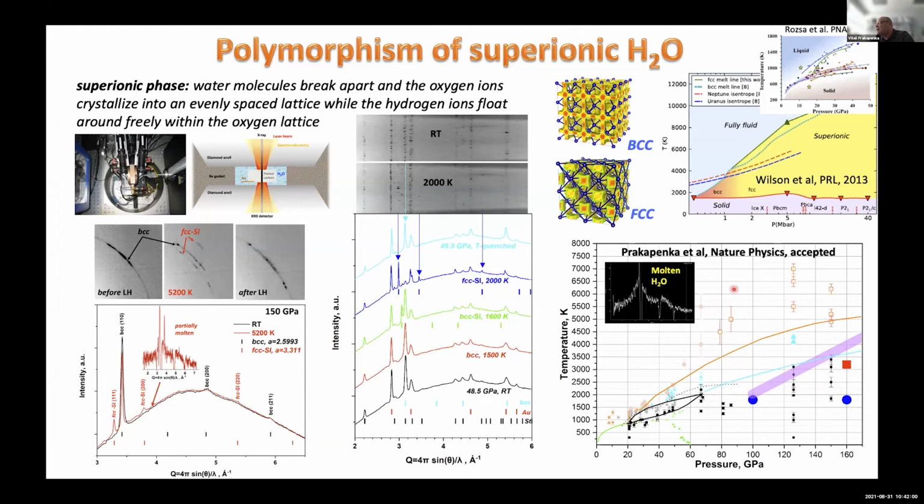The paper is accepted in Nature Physics and will be published soon, I think within a couple of weeks, where we discuss more about application to the planetary ice giants and compare with the shockwave data that is also available. Here are some of the points, and they are slightly different from what we observed in static compression.